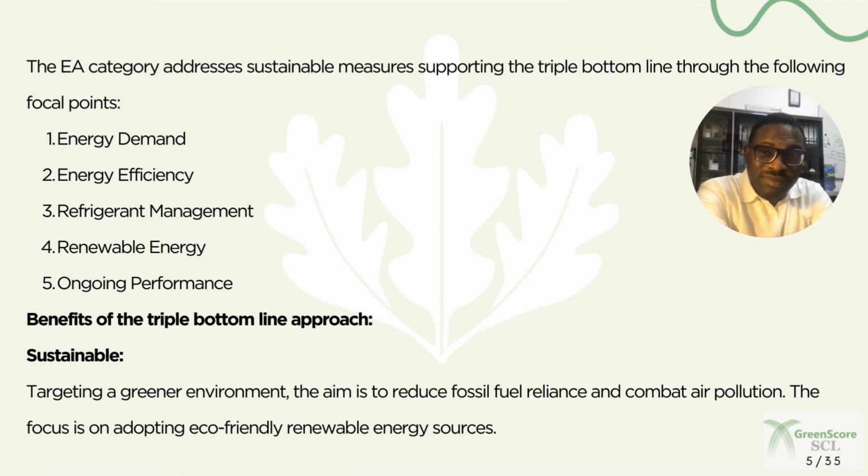So this category has a number of strategies by which the sustainable measures are driven in order to get the triple bottom line benefits, and they are: one, controlling energy demand; number two, improving energy efficiency; number three, the management of refrigerants; number four, the promotion of the use of renewable energy; and also the performance of energy during the building use, operations and maintenance, which is ongoing performance.